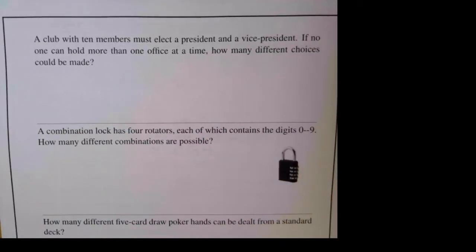Okay, here are some examples. A club with 10 members must elect a president and a vice president. If no one can hold more than one office at a time, how many different choices could be made? So we have 10 people. We'll give them each a number, 1 through 10. Each one of them will have a little number written on his forehead. And we're going to choose 2 of those people.